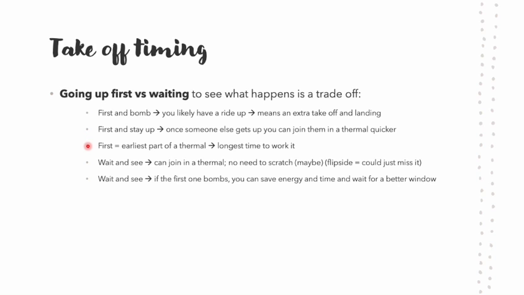As I already said, if you're first, you've got the earliest part of the thermal, so you've got the longest time to work it. You can fly out further and the core will be further from the ridge, which makes it easier to do your first 360s. Because if you catch that thermal very close to the hill, you'll find that in the strongest part you're too close to the hill to do a 360, and then you have to do figure eights, and maybe you get drifted over the hill too quickly to actually work that thermal for very long.